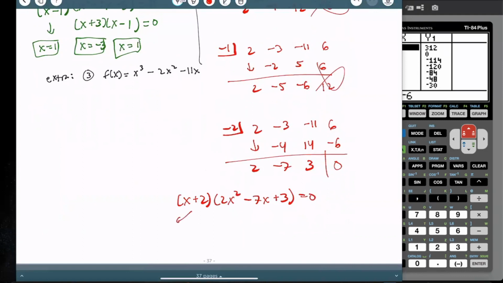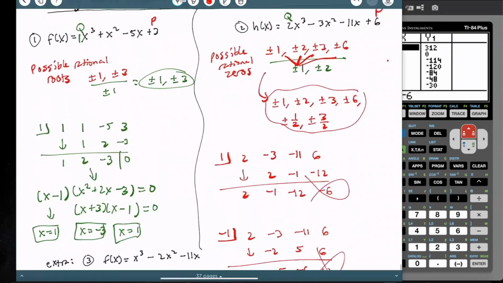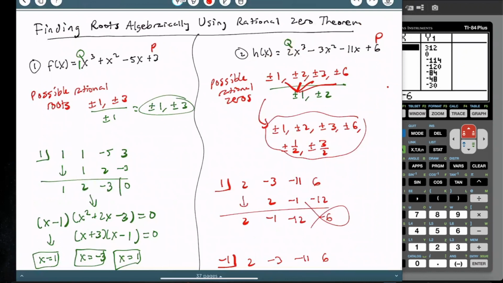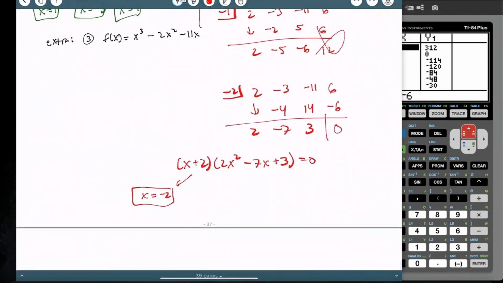Okay, so we already know this is -2. So we found one of the roots. And once again, it's cubic, so we're expecting 3 zeros. So we have 1. We found that with synthetic. That was in our list. The 2.